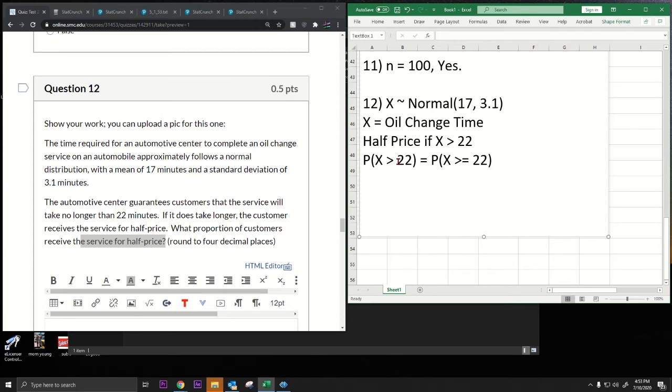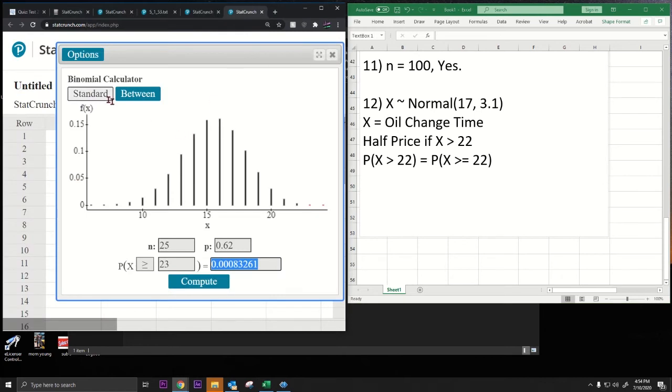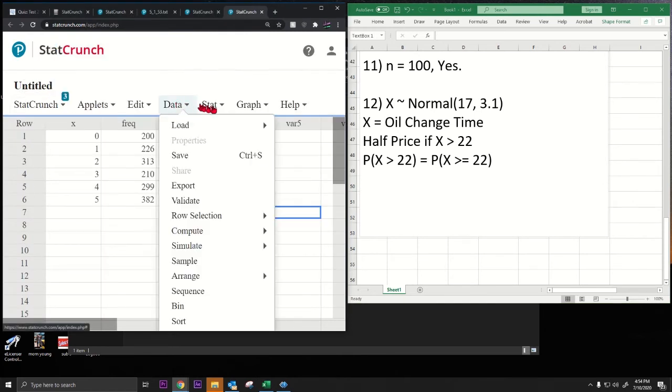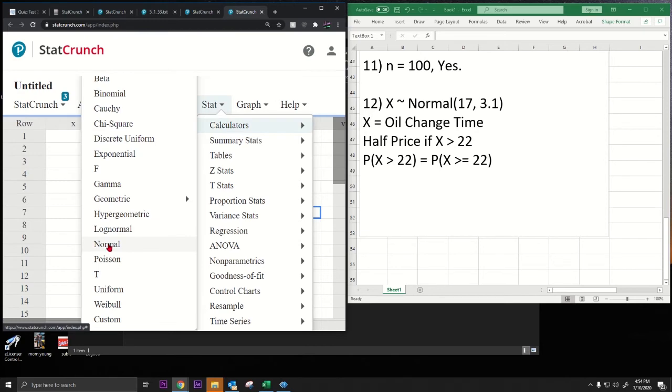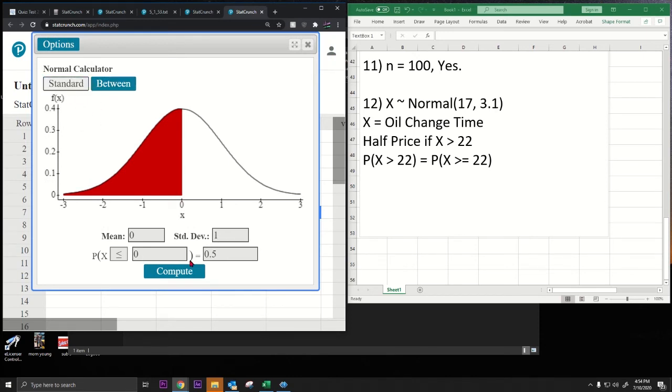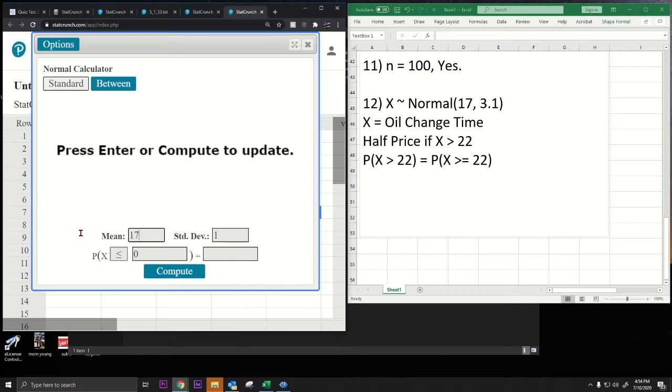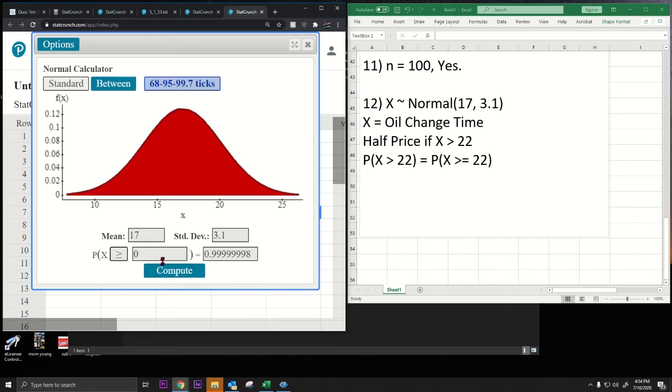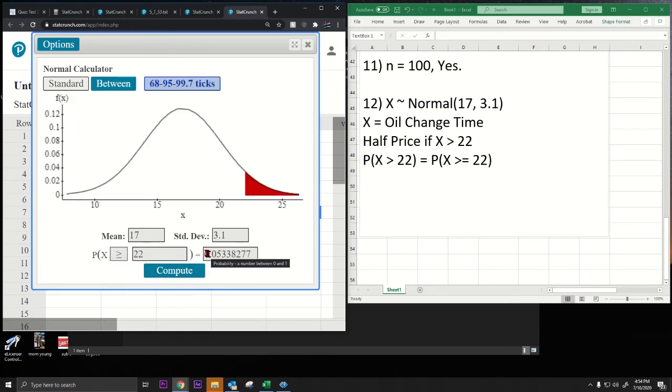We're just looking for the probability that X is greater than or equal to 22 minutes. Everything seemed fine, so let's do it. We're gonna go to StatCrunch, close this binomial one, go to another calculator, but this time normal. So Stat, Calculators, Normal, and we're going to do standard, which it's already on. Plug in the mean 17, standard deviation 3.1. We're gonna go greater than or equal to 22, and that's it. There's your answer. Boom. That's the answer.